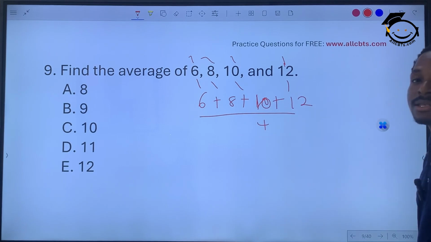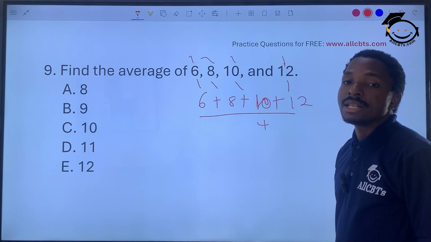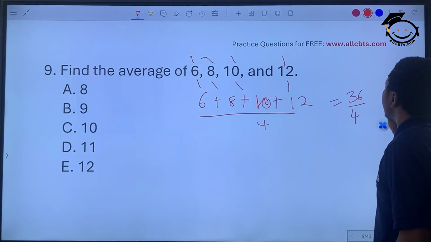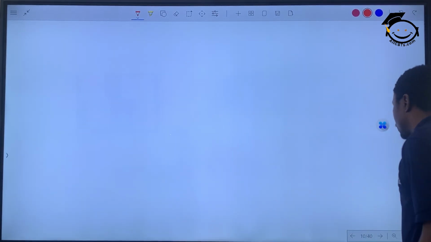So 6 plus 8, 14. 14 plus 10, 24. 24 plus 12, 36, right? 36 divided by 4. That will give you 9. That's our correct option. Question 10.